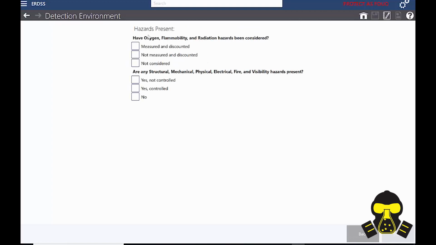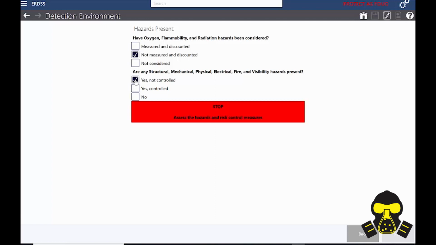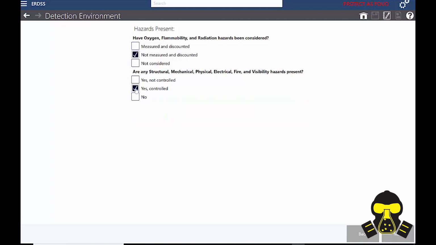Let's go in, and we'll say, have you already taken care of oxygen, flammability, and radiation hazards? Because we all know, if we don't detect these things first, our instruments may not be operating properly. It's giving you a reminder: hey, consider this. I'll say it's not controlled for structural, so don't go anywhere. It is controlled, so I'll let you go now. Notice if I said no, are you sure there's no hazards? Click it, then it'll let you go.